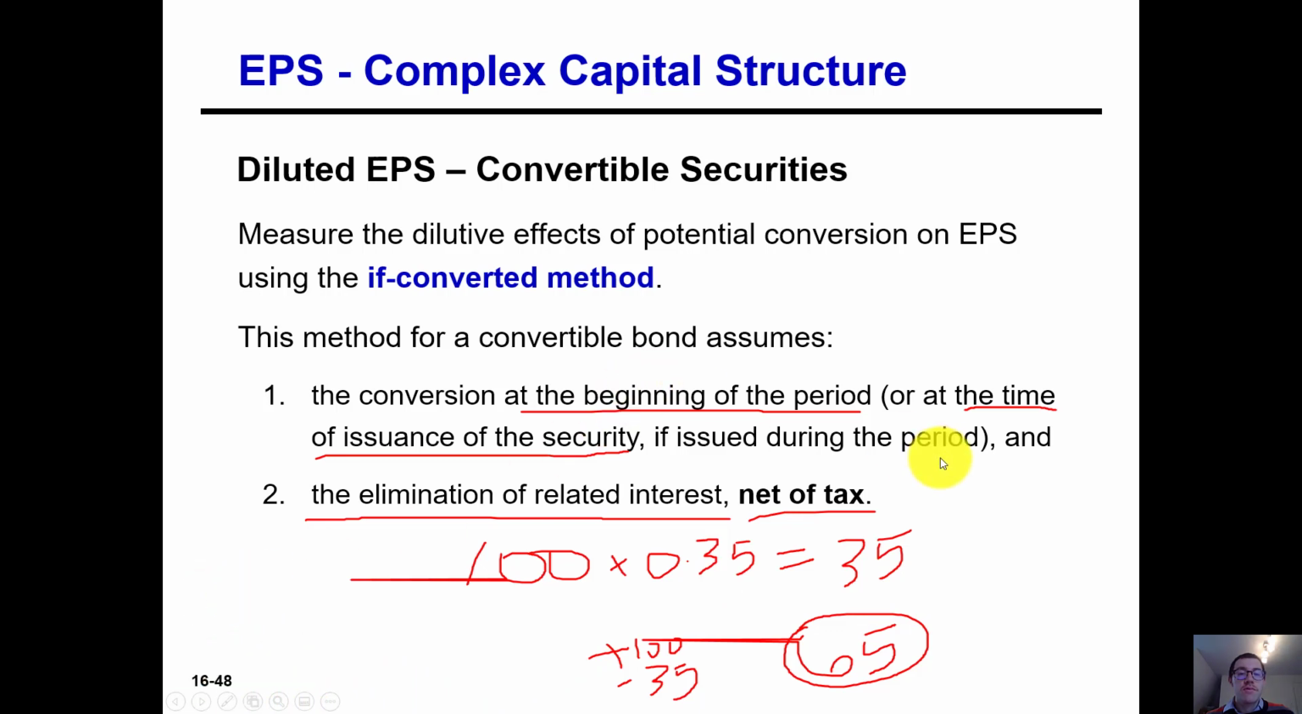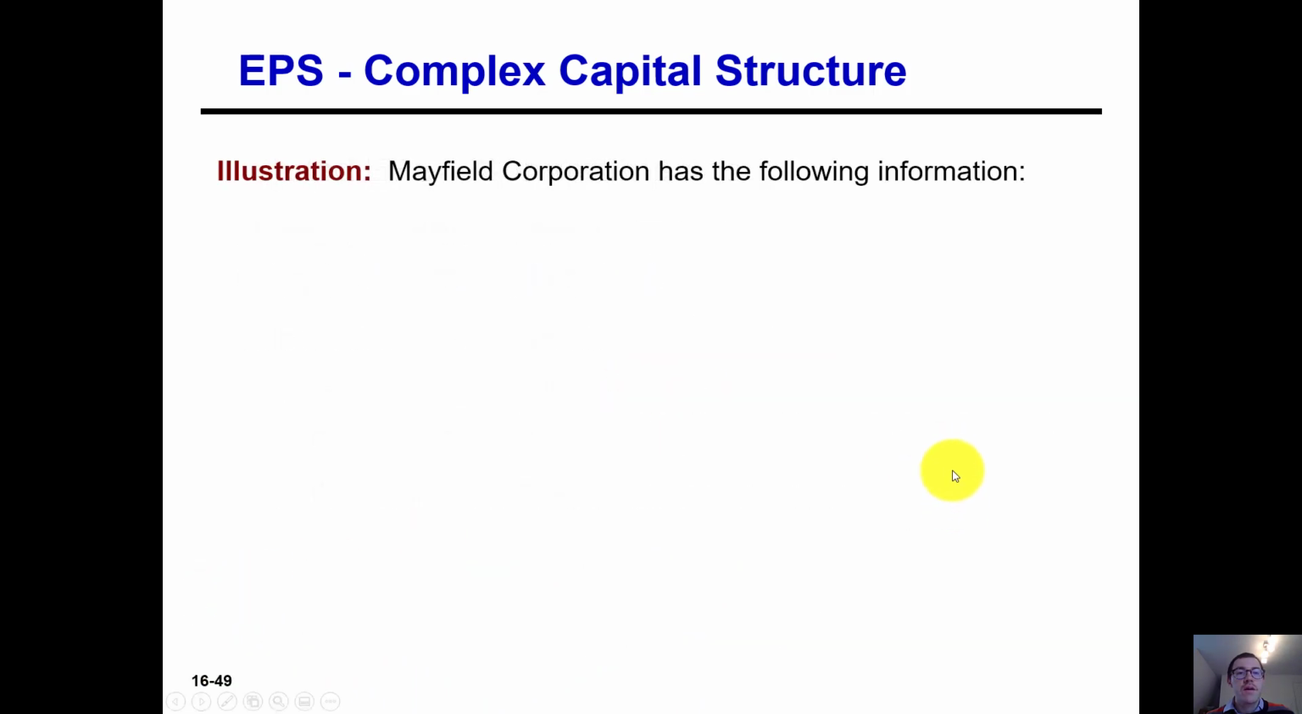And let's do an example so we can see what we're talking about here. All right, Mayfield Corporation has the following information.